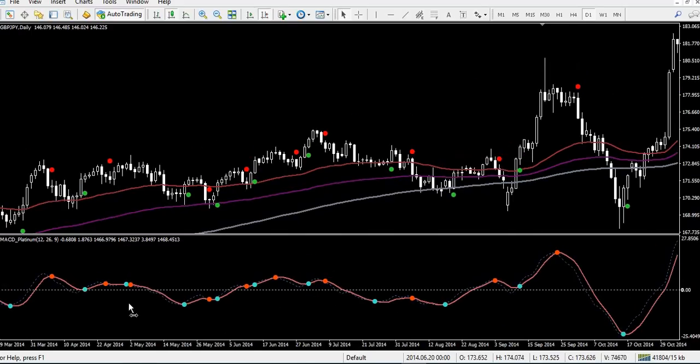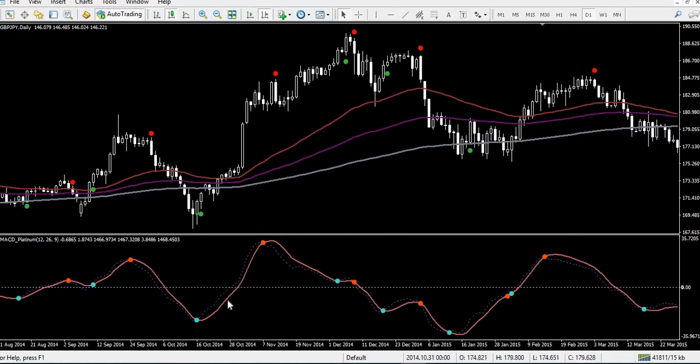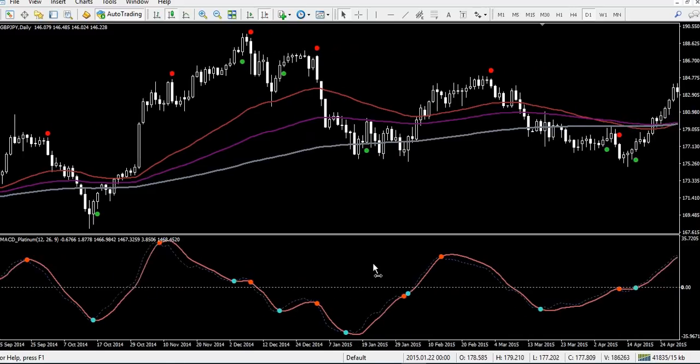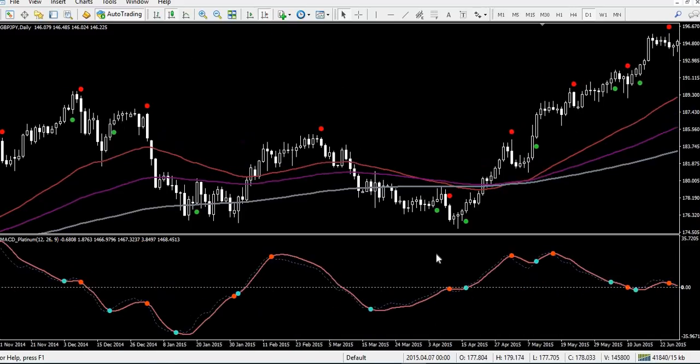Everywhere. So what we're saying is if there's a blue dot below the zero level, then I'm looking to buy. I'm not necessarily buying, I'm looking to buy. If there's a red dot above the zero, I'm looking to sell. So that's the gist, the whole main concept of this MACD Platinum.